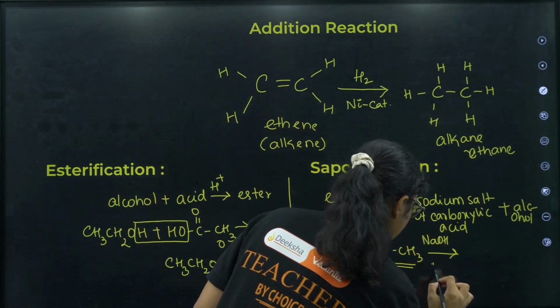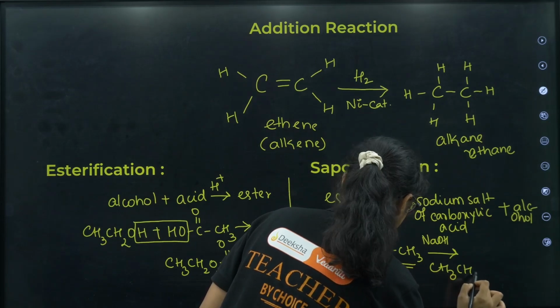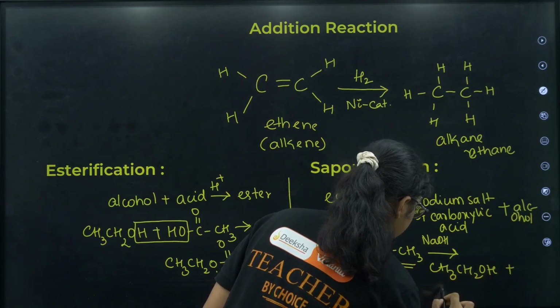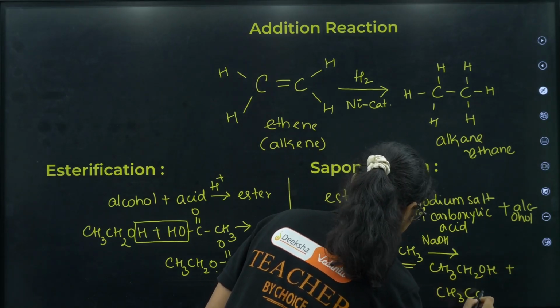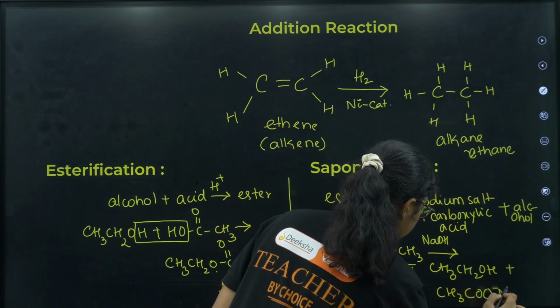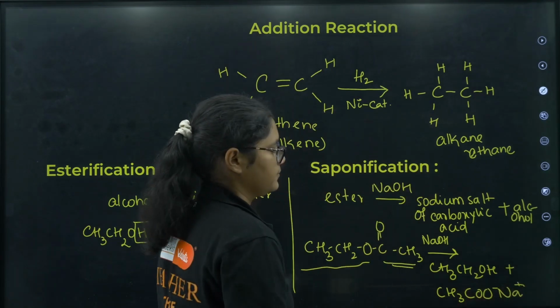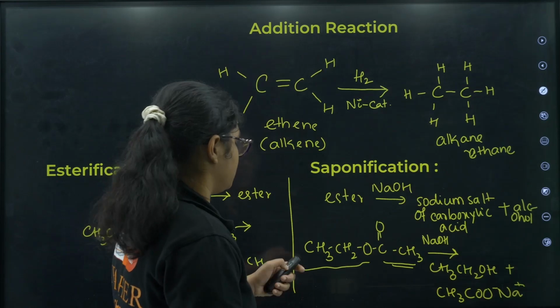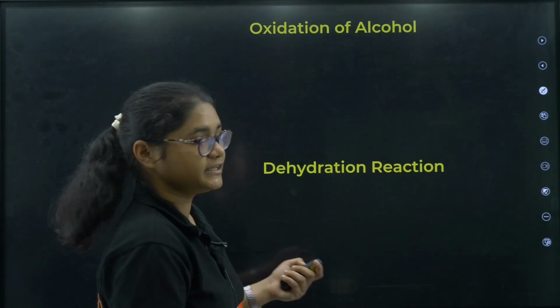So if I write like this, I will get CH3CH2OH plus CH3COO minus Na plus. Okay, fine. Next we have oxidation of alcohols.